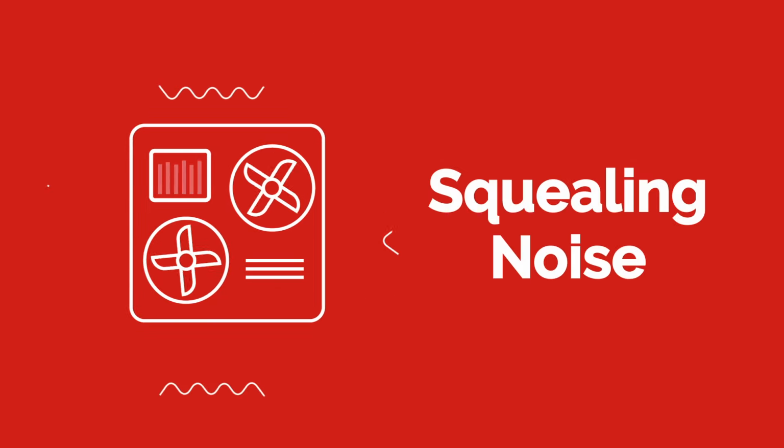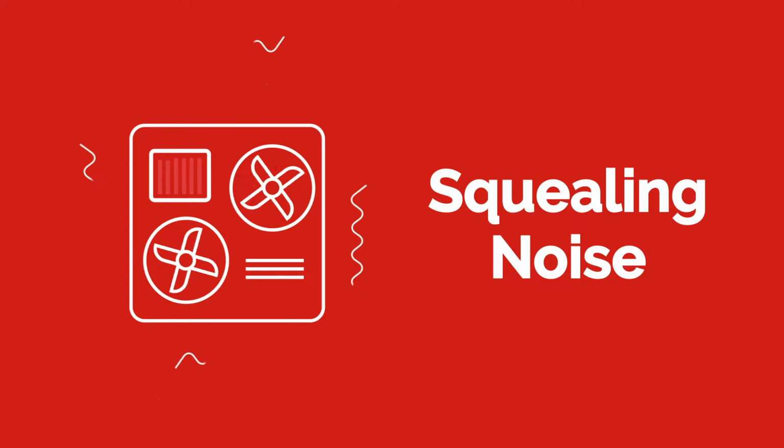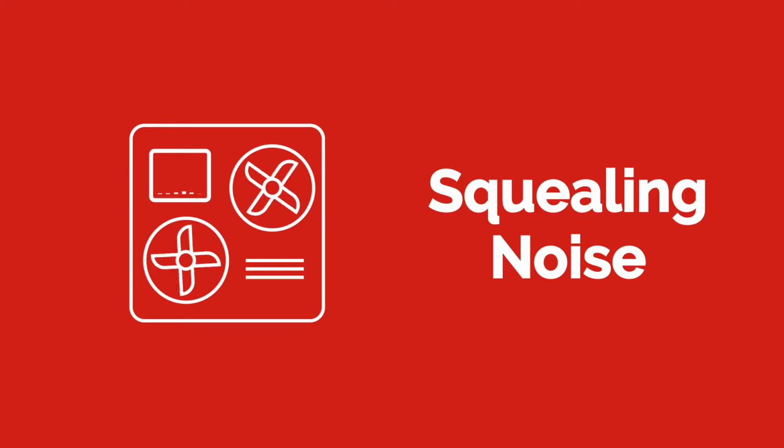A well-functioning AC system typically operates with minimal noise. So if it starts making loud and weird noises, it's a telltale sign that something's wrong. Here's what they mean. A squealing noise occurs when there's a buildup of high internal pressure inside the compressor. Turn off the AC immediately.